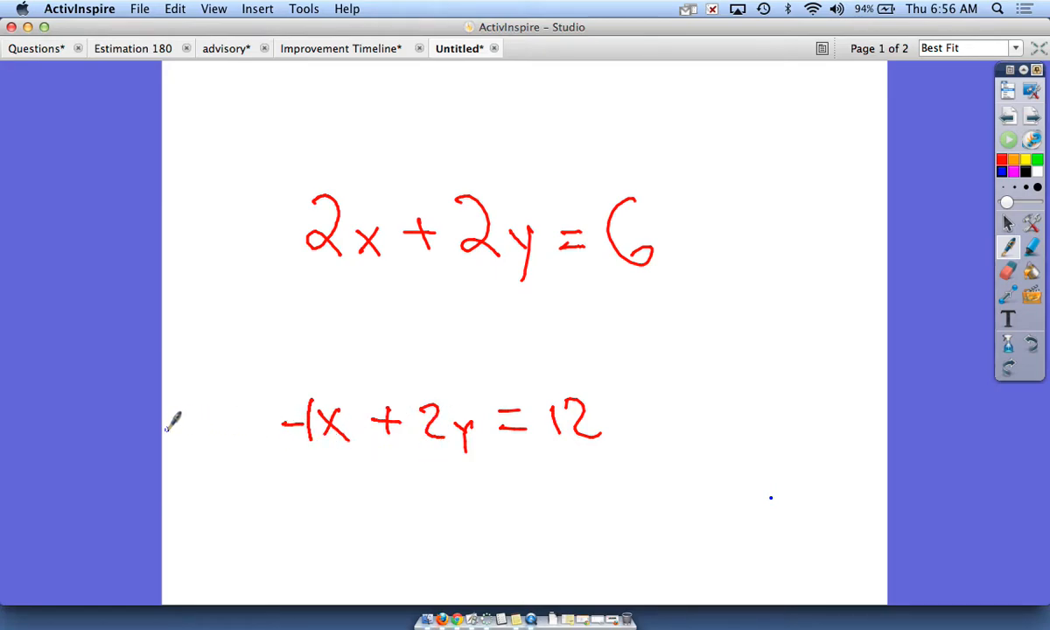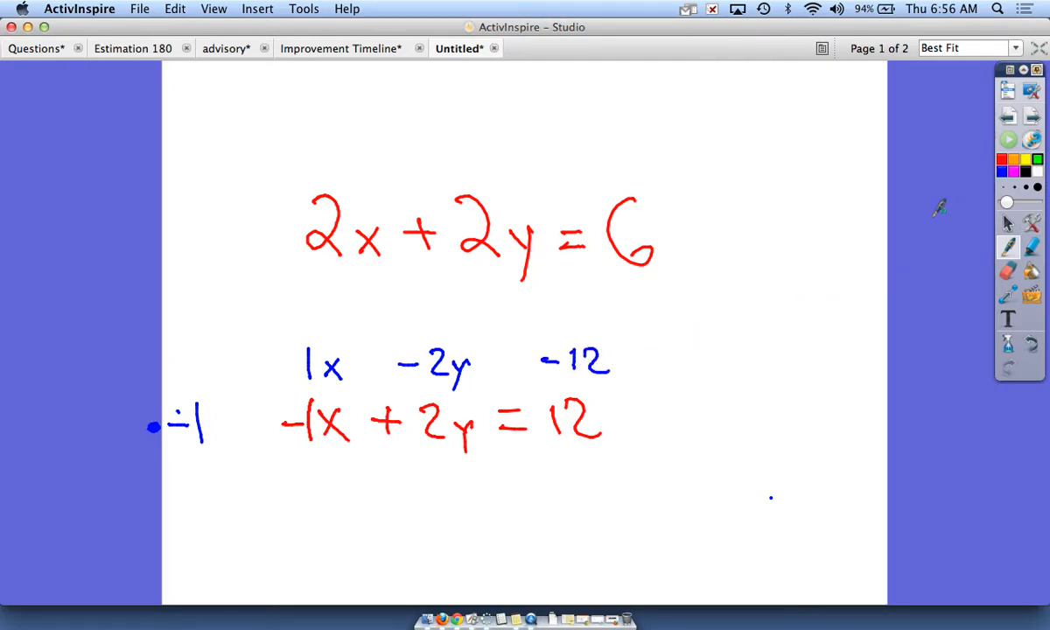So in order to do that, I'm going to have to multiply by negative 1. Again, maybe I should put that dot there like I did in the last one, just so you see what I'm doing. So times negative 1. I can't just multiply this by negative 1. I have to multiply the entire thing so everything stays consistent. So if I multiply negative 1 by negative 1, I just get 1x. Negative 1 times positive 2 is going to be negative 2y. And then negative 1 times 12 is going to be negative 12.